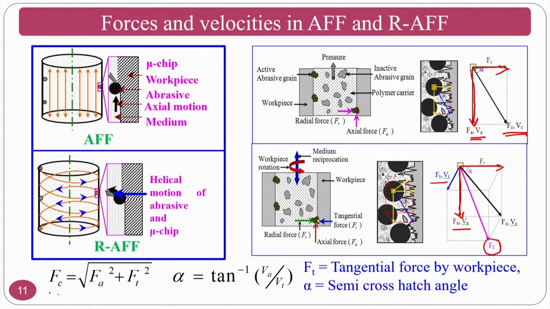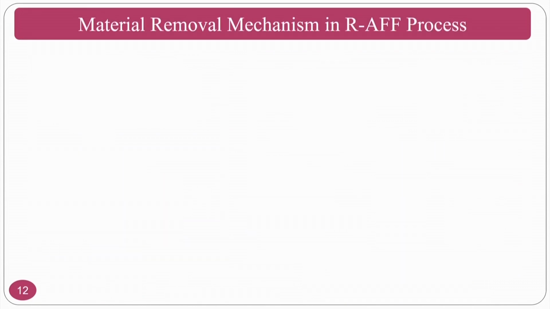Normally the cutting force can be taken from the geometry like this, and alpha we can take from the ratio of velocities, where alpha is the semi crosshatch angle. At the same time Ft is a new thing; that is why it is written tangential force, because of the workpiece. The material removal mechanism in the abrasive flow finishing process as well as the rotational abrasive flow finishing process is similar.